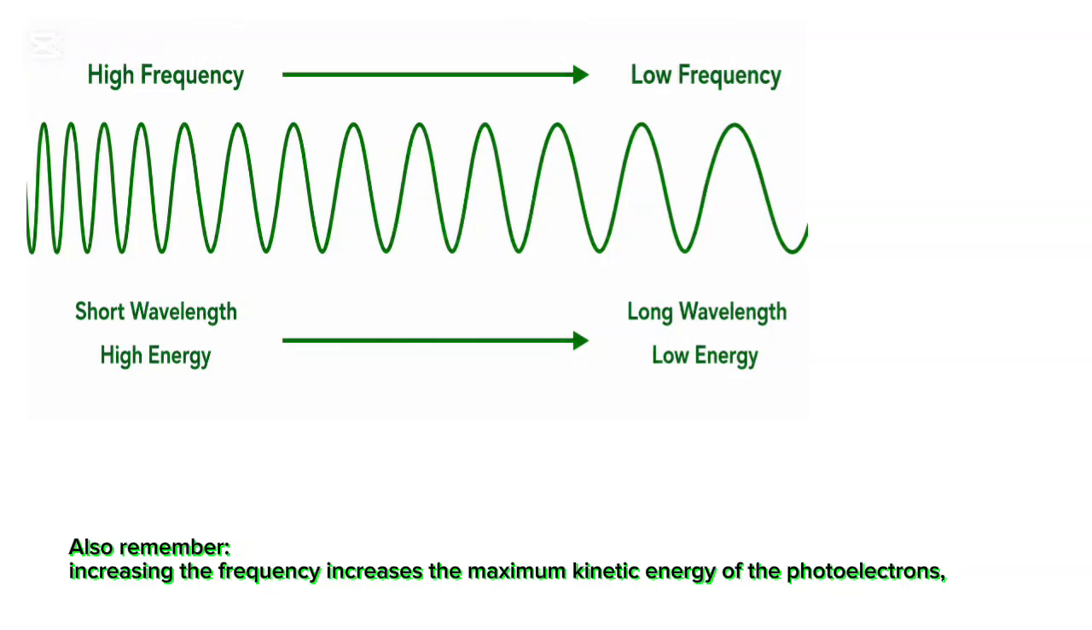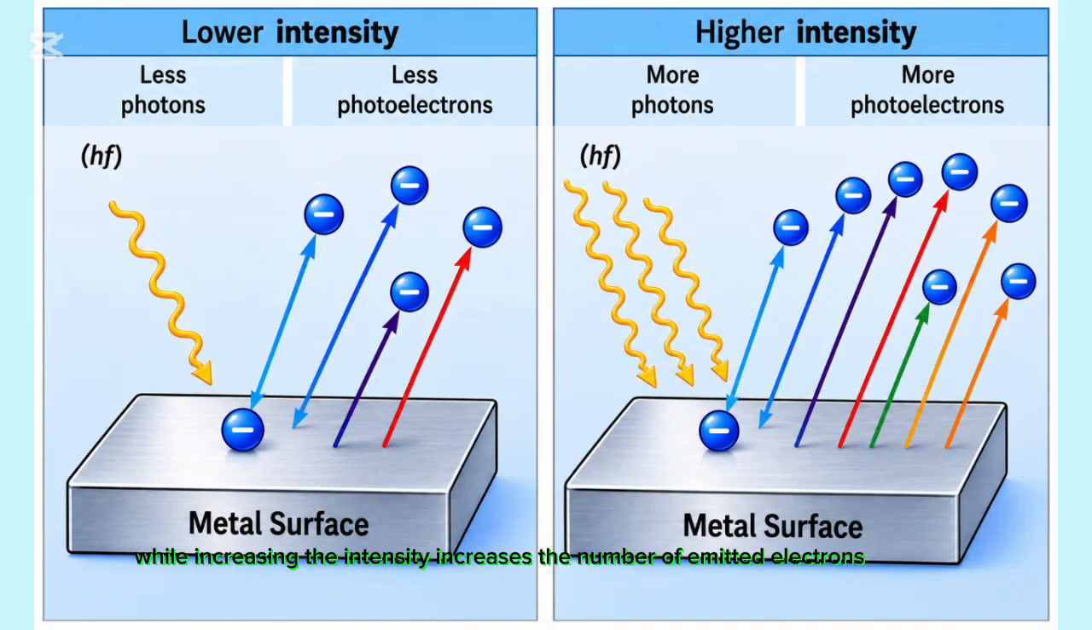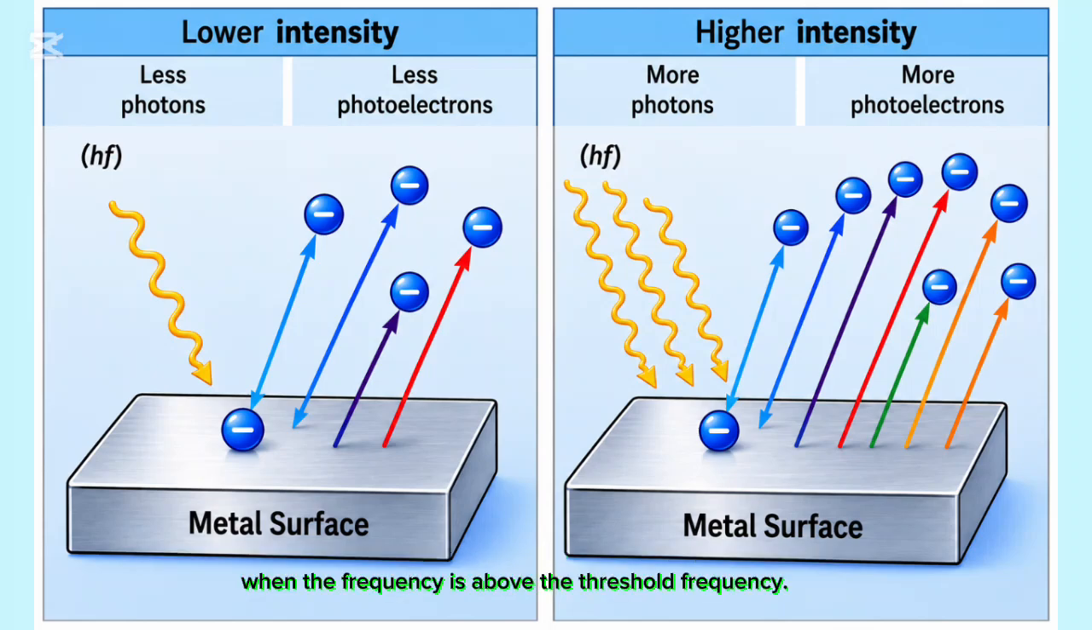Also remember, increasing the frequency increases the maximum kinetic energy of the photoelectrons, while increasing the intensity increases the number of emitted electrons when the frequency is above the threshold frequency.